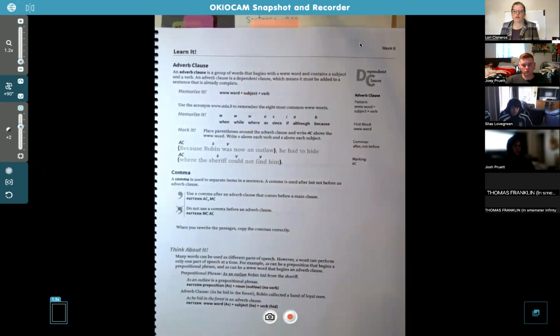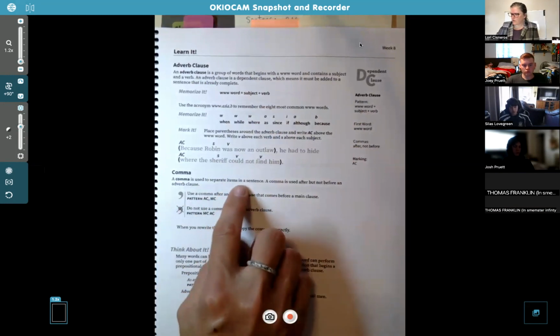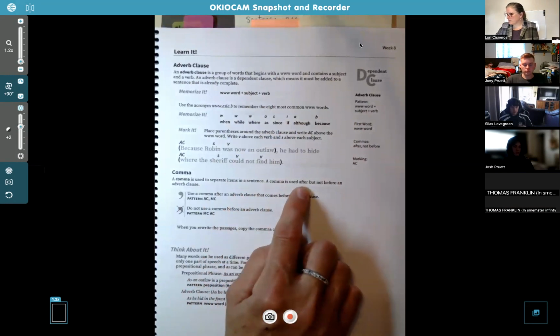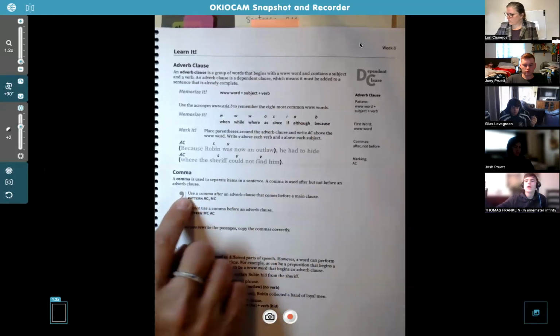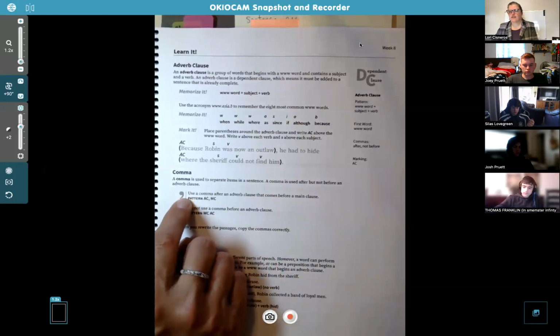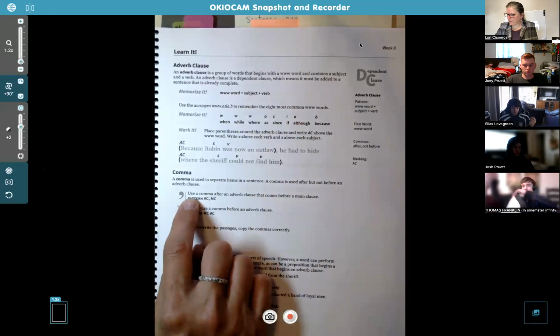We're on page 43 in your grammar book. A comma is used to separate items in a sentence. A comma is used after but not before an adverb clause. Page 43, Thomas. Okay. All right.